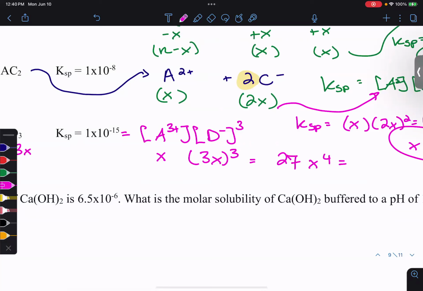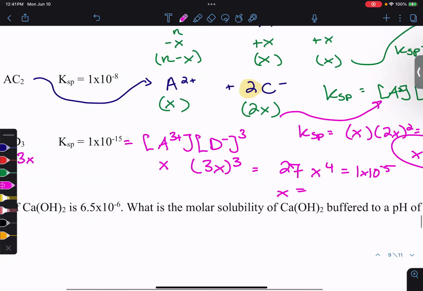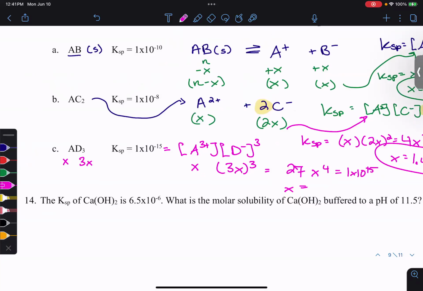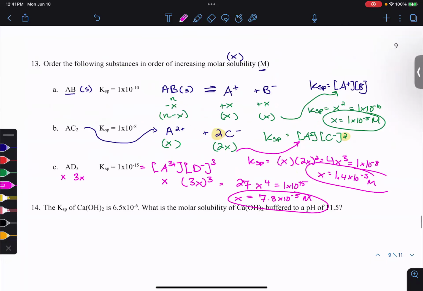27X to the 4th equals 1 times 10 to the negative 15. Solve for X. So 1e negative 15 divided by 27 to the 1/4 is equal to 7.8 times 10 to the negative 5 molarity. So I think that one is more soluble than A, but not as soluble as B.